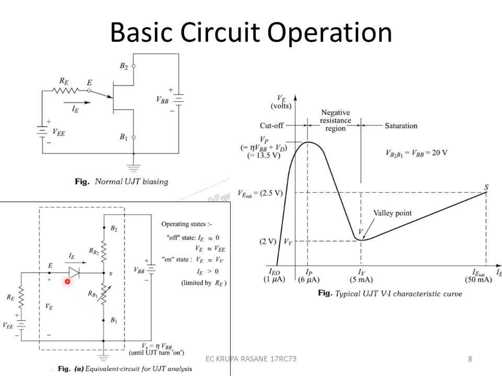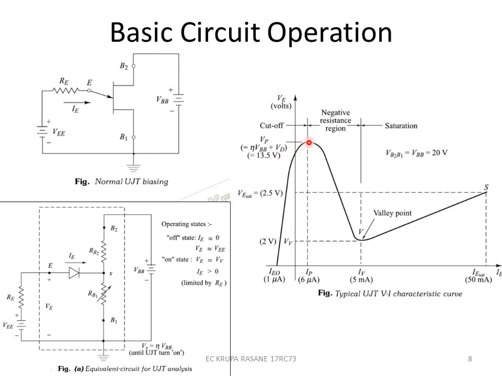As resistance decreases, this diode becomes more forward biased, because this voltage will become lesser than this voltage. So the diode becomes more forward biased and more emitter current will flow. More emitter current, more charges flowing through RB1, resistance further decreases, voltage further decreases here, again with respect to E. So the diode becomes more forward biased and current will further increase.